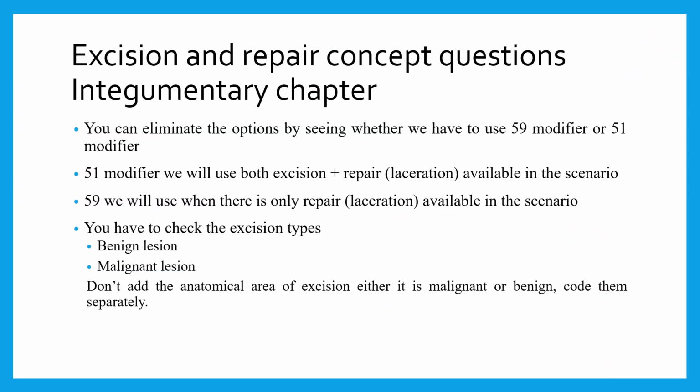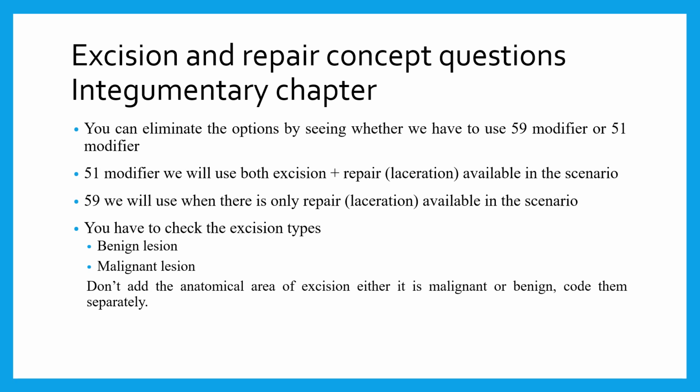Good. The next is excision and repair concept questions. You can eliminate options by seeing whether we have to use the 59 or 51 modifier. As you can see in the guidelines, I am repeating this: 51 and 59, if you know how to use them wisely, you can definitely reduce an option and save time. These modifiers play a crucial role in selecting the right option. The 51 modifier we will use for both excision and repair. So if two procedures are coming, we will use 51, and 59 is for only one procedure that is distinct. So when there is only one repair available in the scenario, we can use modifier 59.